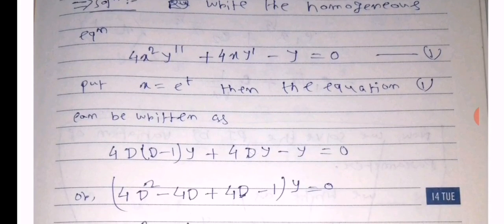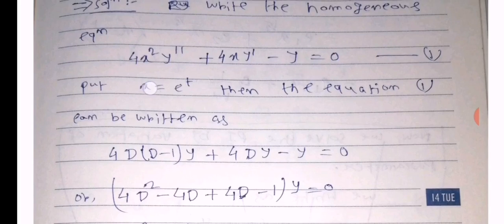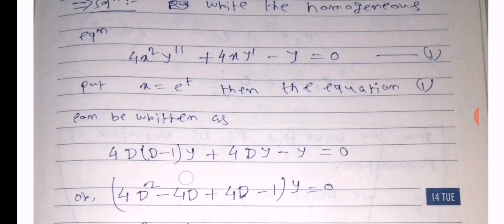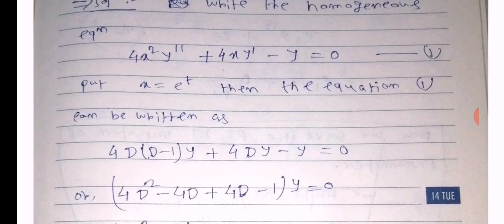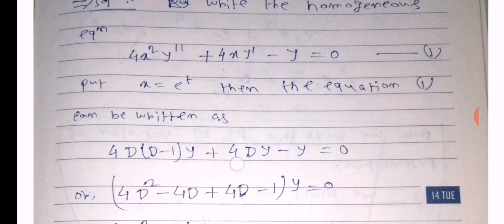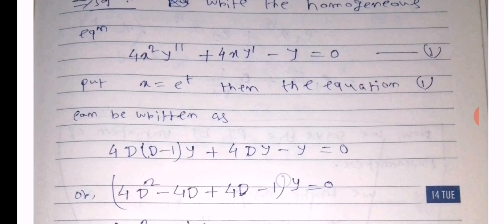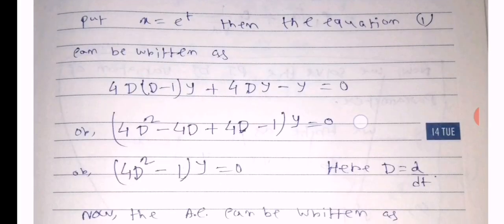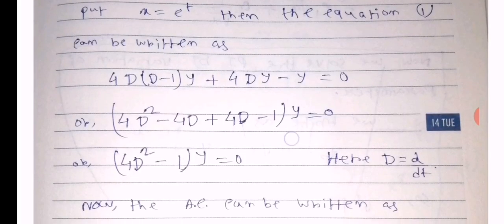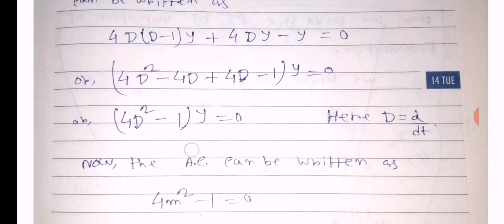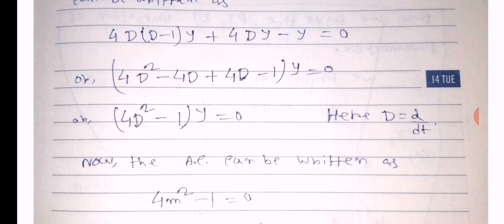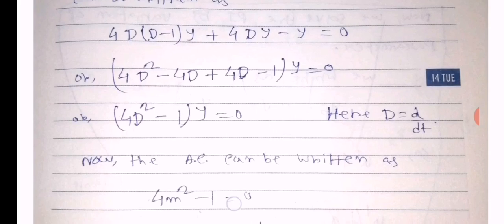So after substituting, you can directly write that x square y double dash we can write D into D minus 1 into y, x y dash we can write Dy, and y will remain the same. So finally we will get 4D into D minus 1 into y plus 4Dy minus y equal to 0. So if we take y common and calculate the bracketed term, we will finally get 4D square minus 1 into y equal to 0.